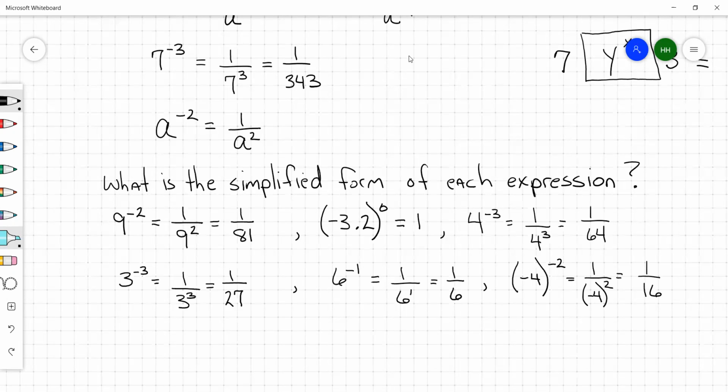All right, so there's your simplified form of each of those expressions, and they're all dealing with negative exponents or 0 exponents. You guys all right with that? All right.